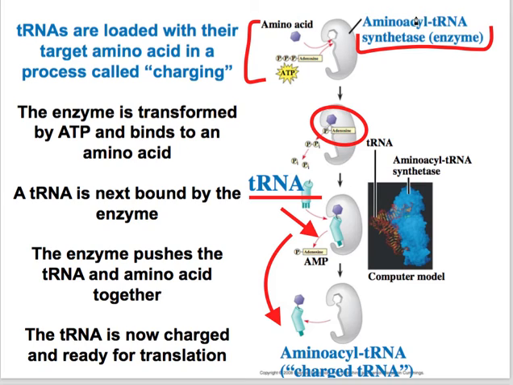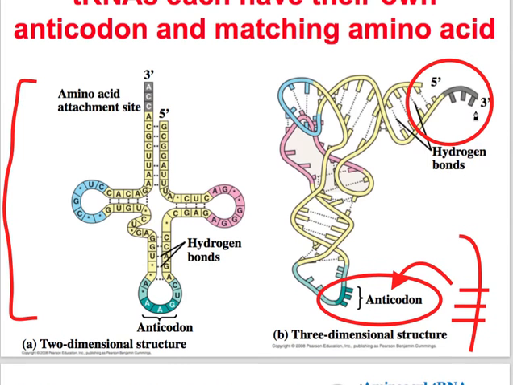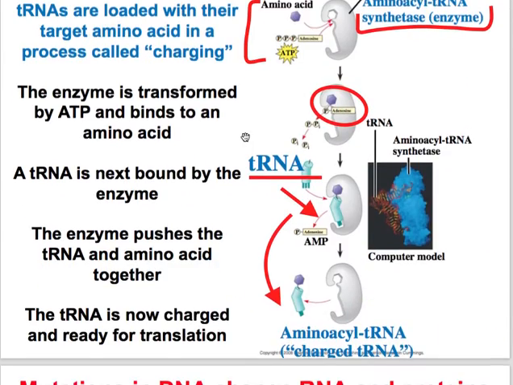So this enzyme right here is really good for attracting the RNA, putting it next to the amino acid, and basically crushing an amino acid onto this section up here so that we can pass it on to the translation.